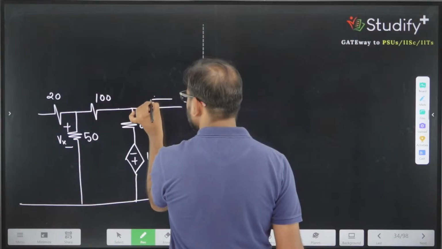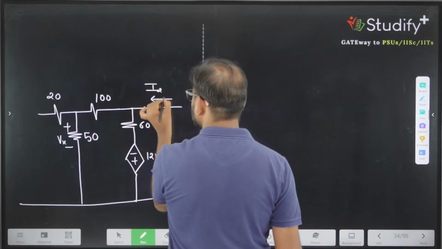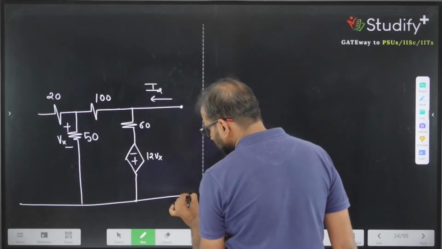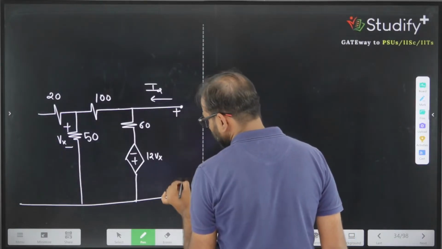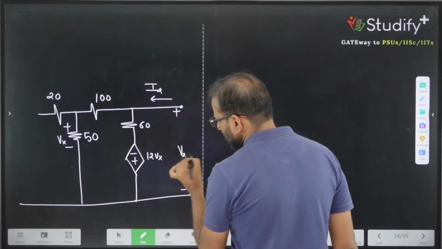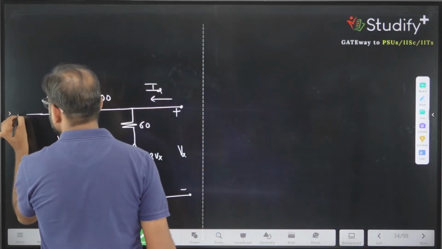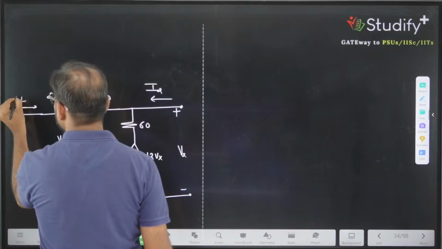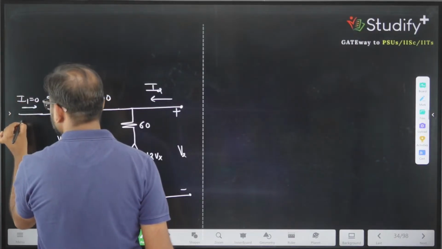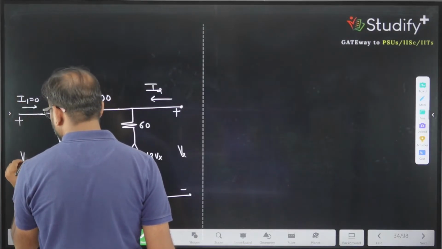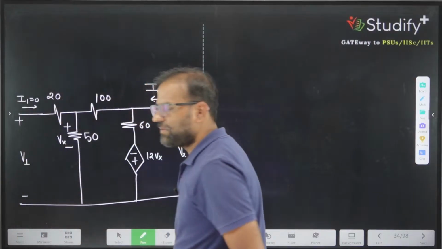This current is not 0 this time. I am taking this current as I2 and this potential as V2. What else do we want to say? I am making input current equal to 0, and I am telling this potential is V1.